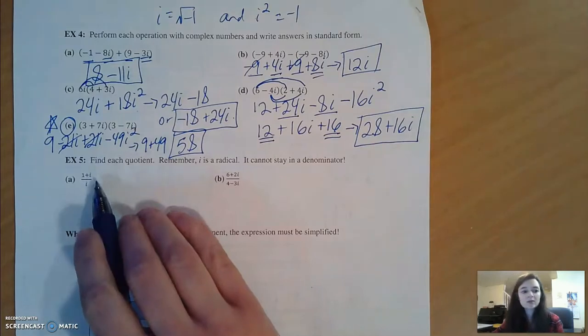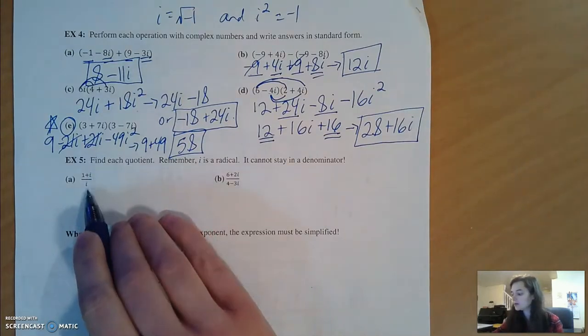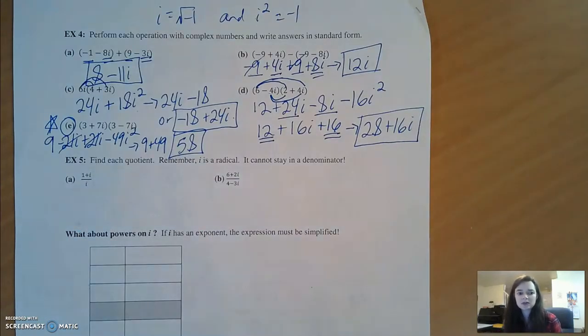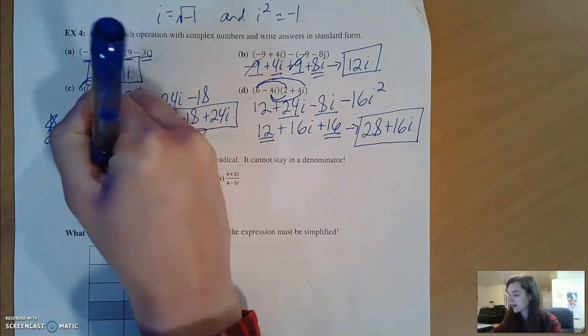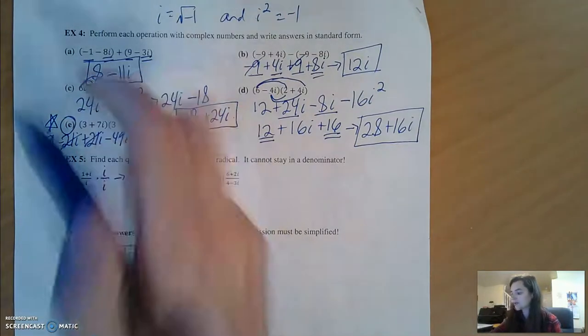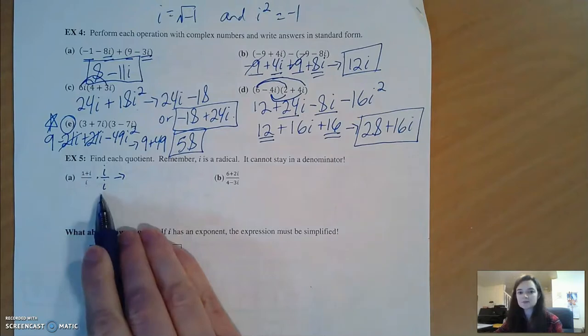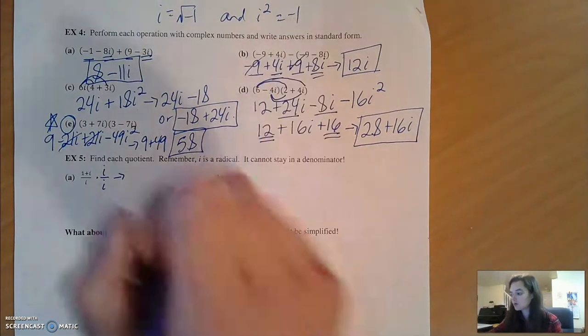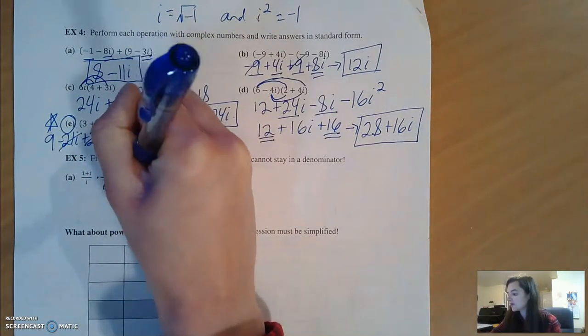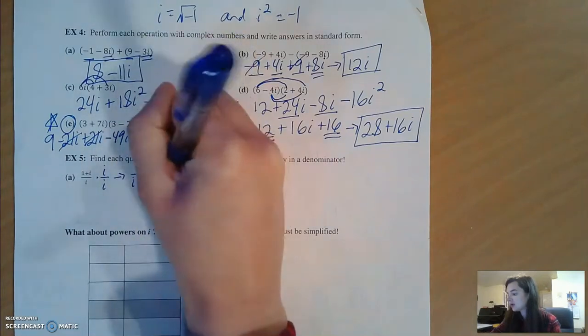In part A, we have (1 plus i) over i. Well, we have an i in the denominator, which is the problem. And to get rid of that i, what you're going to do is just multiply by something to make it a real number. So if we multiply the numerator and denominator by an i, in the denominator we'll have i times i, which would be i squared. And we know that i squared equals -1. So in the denominator, we're going to have an i squared, which is really -1.